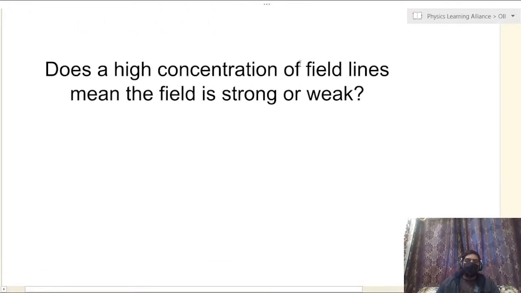Does a high concentration of field lines mean the field is strong or weak? If you have more magnetic field lines at a place, that would imply that the magnetic field at that point is strong.